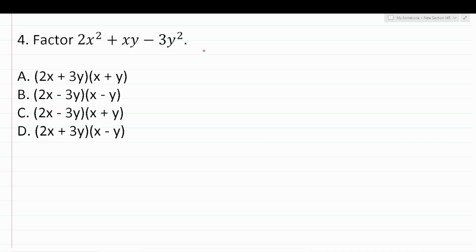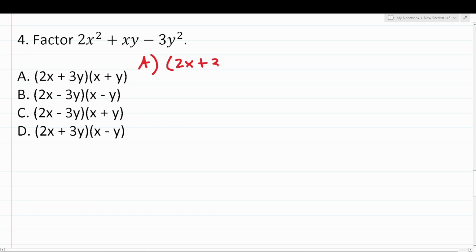But remember, factoring reverses the process of multiplying two polynomials together. So in other words, if we expand all of our answer choices by multiplying the two polynomials together, we'll eventually figure out what the factors of 2x squared plus xy minus 3y squared are. And let's go ahead and get started doing that. So let's start by expanding A. A, we have 2x plus 3y times x plus y.